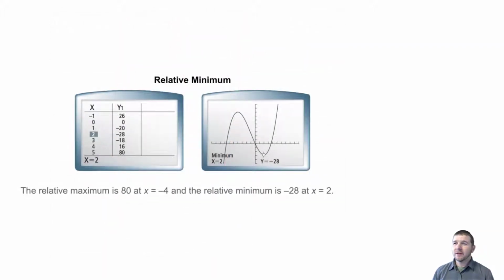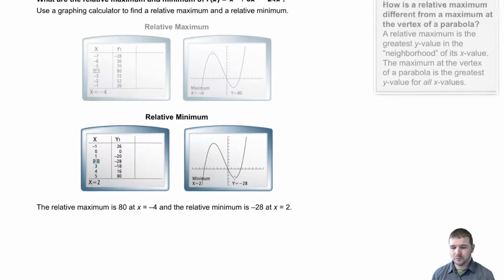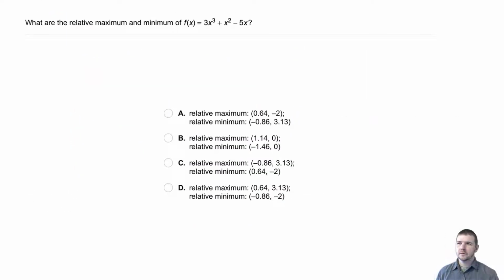And we can state the relative maximum is 80 at x equals -4, and the relative minimum is -28 at x equals 2. Your turn. What are the relative maximum and minimum of f of x equals 3x cubed plus x squared minus 5x?